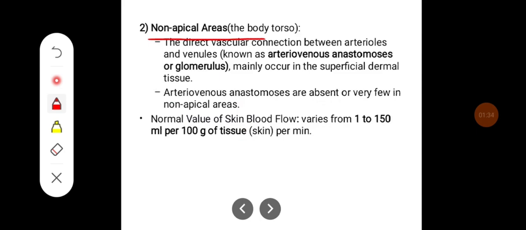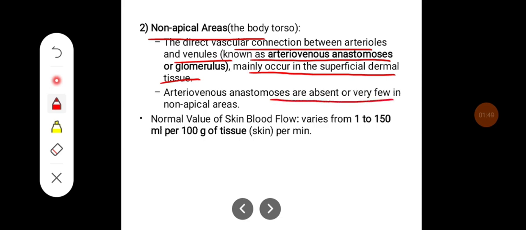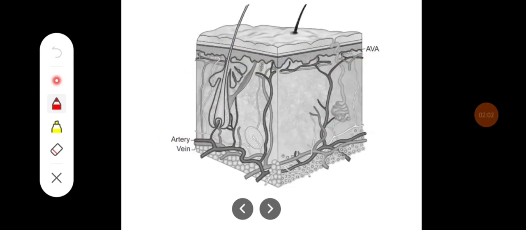In non-apical areas like the body and torso, the direct vascular connections between arterioles and venules, known as arteriovenous anastomosis, mainly occur in the superficial dermal tissue. Arteriovenous anastomosis are absent or very few in the non-apical area. The normal value of skin blood flow varies from 1 to 150 ml per 100 gram of tissue per minute. So this is the diagram showing where arteriovenous anastomosis occurs in the skin.